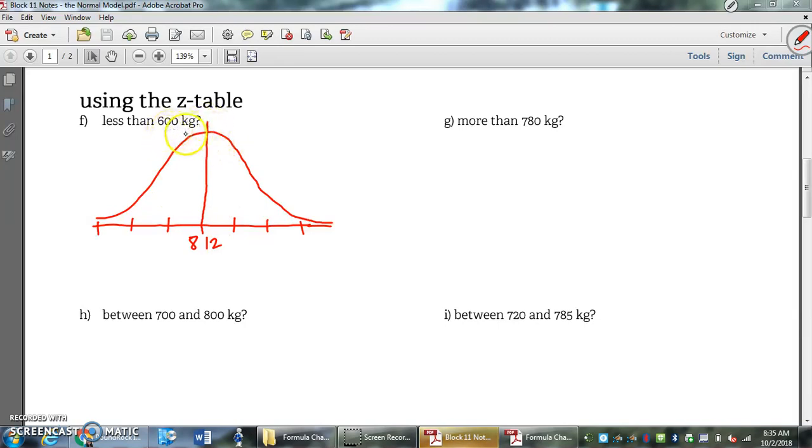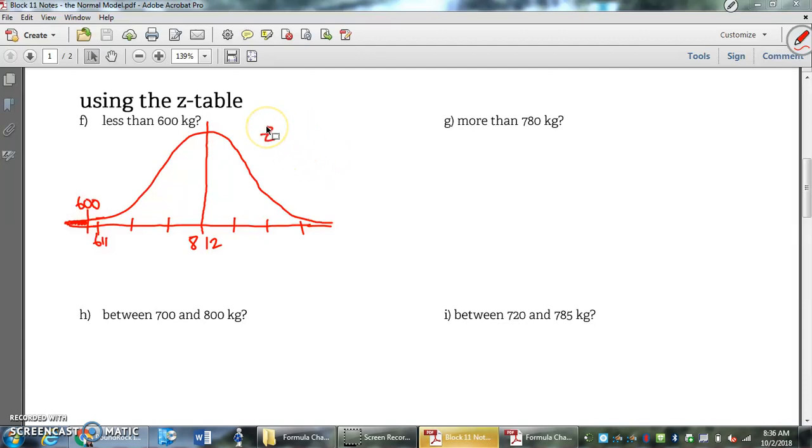So we want to know less than 600. 600 is pretty far below 812. If we had actually labeled these numbers, we would see that this number right here is 611, so 600 is below that even. So it's pretty far down there. And then we want less than that, so I'm shading below. So this little picture is showing me that this answer should be pretty small.